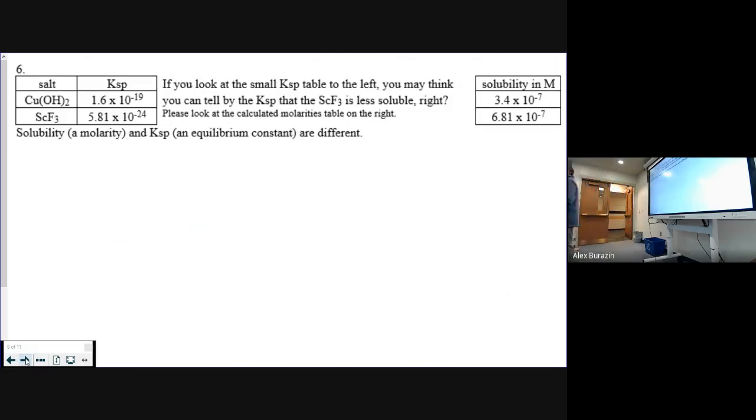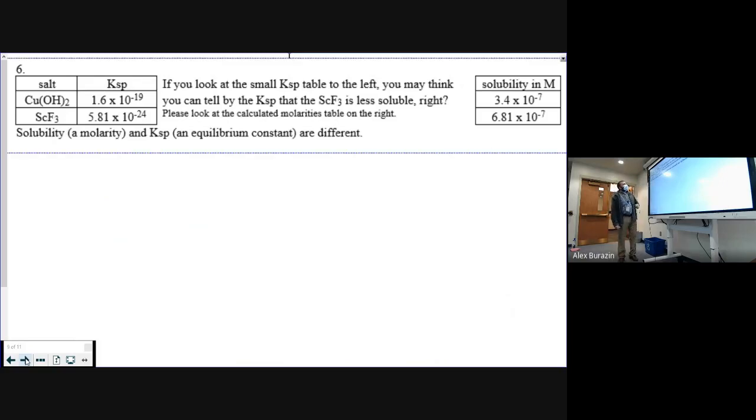Okay, a couple other things about Ksp. Ksp is the equilibrium constant of solubility. It's the equilibrium constant of, hey, how much of this stuff is going to actually go into water? In general, the value of Ksp gives you a snapshot of how much of that stuff dissolves. But we do have to be very careful in making comparisons. For example, here are the Ksp values for two different salts, copper hydroxide and scandium fluoride. Now, copper hydroxide is obviously a base because it has hydroxide, but it's also a salt. It's also an ionic compound.